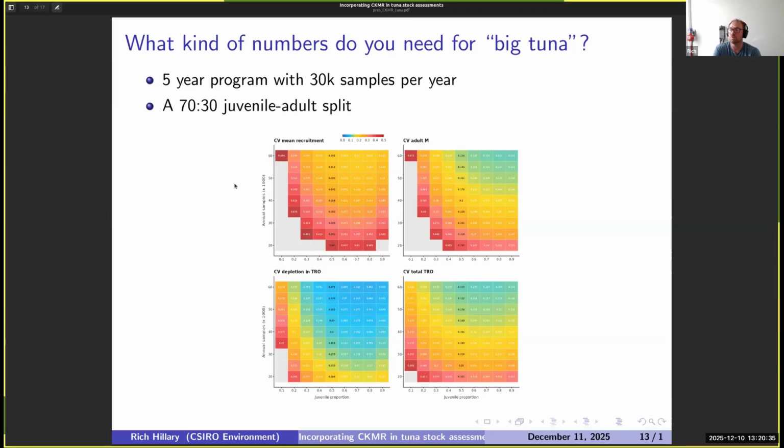On the y-axis, we've got the overall number of samples each year, and we assumed a 5-year sampling program. And on the x-axis, we've got the proportion of those samples that were juveniles. So we can focus that sampling towards juveniles or adults. It's going to change the mix of half-sibling pairs and POPs. And in general, what looked like the sweet spot to get results that were reasonably accurate would have been 30,000 samples per year, and a more biased split towards the juvenile, so a 70-30 split. So if you look at where that sweet spot is, it's lower down on the y-axis and a bit further to the right on the x-axis.